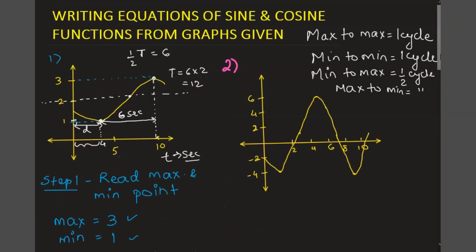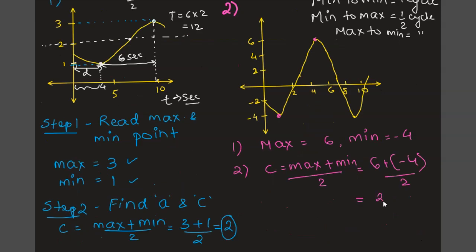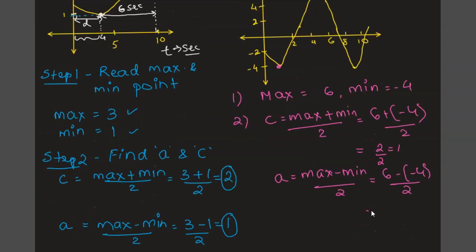Let's take up the second example. So our first step is to write down the max and the min value. Our max is at 6. Min is at -4. Use these max and min values to find out A and C. C is max plus min divided by 2, which is 6 plus -4 divided by 2. That is equal to 2 over 2, which is equal to 1. Similarly, we find out our A value is max minus min divided by 2. That is 6 minus -4 over 2, and this gives us 6 plus 4, 10 divided by 2, which is 5.